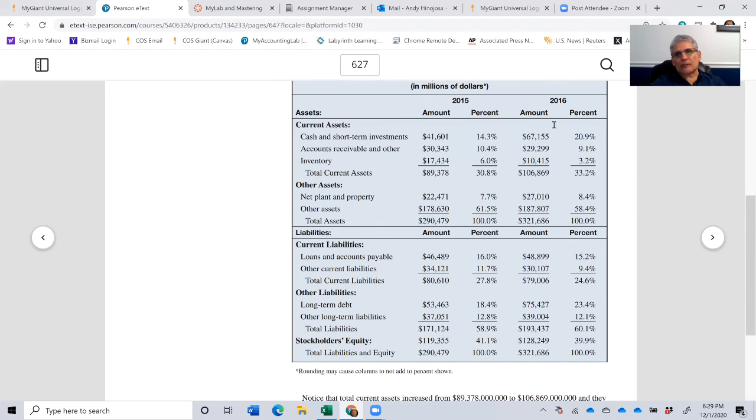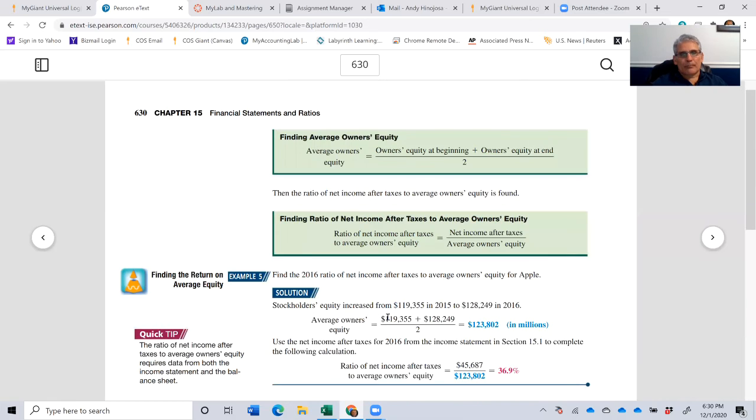Now we're looking for the average for 2016. We have the ending, that's 128,249. The beginning is equal to the prior year's ending. So those are the two amounts we want, 119,355 and 128,249. Beginning plus the ending. We're going to add those two together, just like it says here, finding the average. We add those two together and then we divide it by 2. So add these two together, divided by 2, we come up with 123,802. Now that becomes the denominator for this ratio. 123,802 becomes the denominator. So that's going to carry down to right here, 123,802.